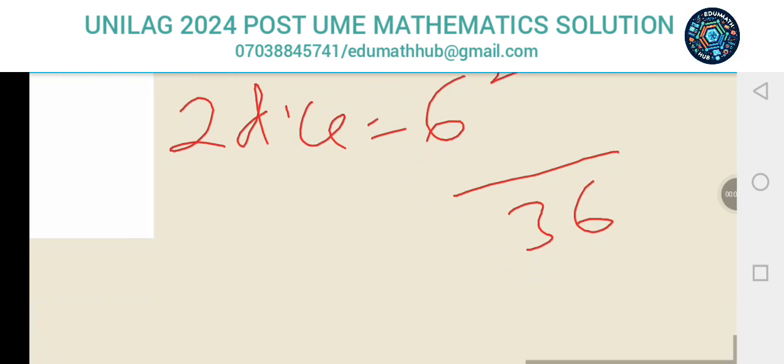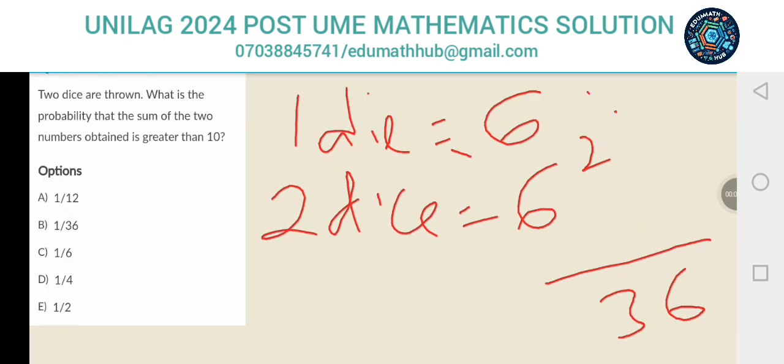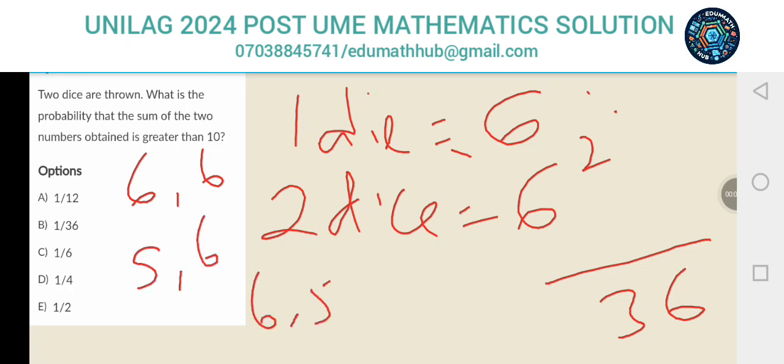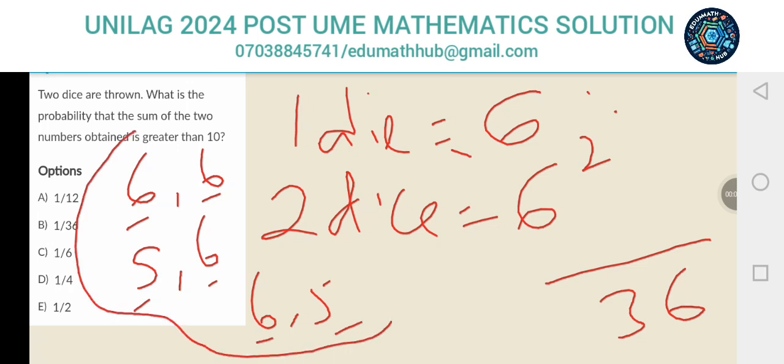Okay, now let's see. Instead of drawing the table, don't waste your time. Just look at what can give you something greater than 10 on a die. A die can show only 1 to 6. So things that can give us something greater than 10: you can have 6, 6, which is 12. You can also have 5, 6, which is 11, and you can have 6, 5, which is also 11. So the first die shows 6, second one shows 6. First die shows 5, the other one shows 6. First die shows 6, second one shows 5. So these are the only options that can give us something greater than 10. This is 12, this is 11, this is 11.